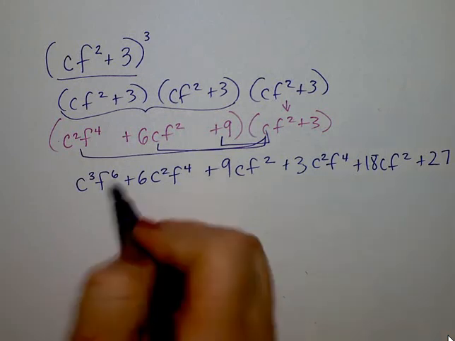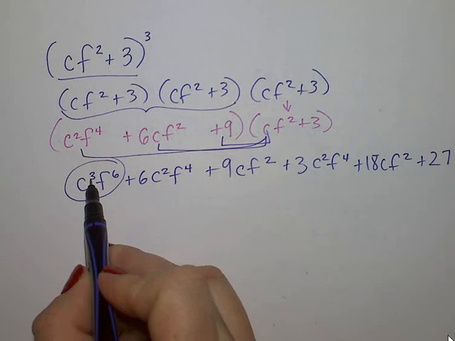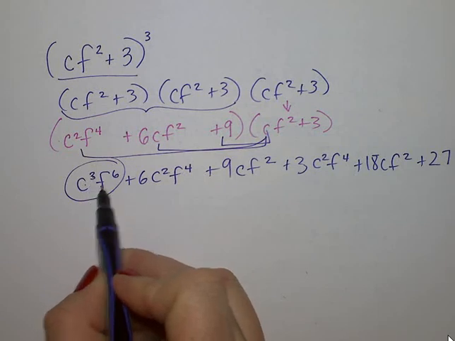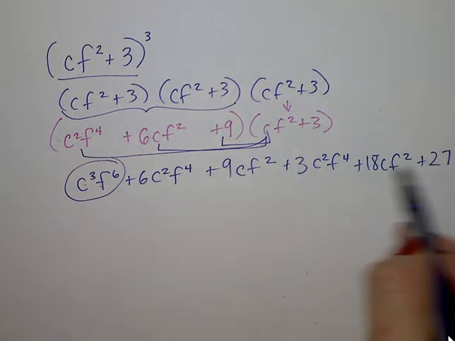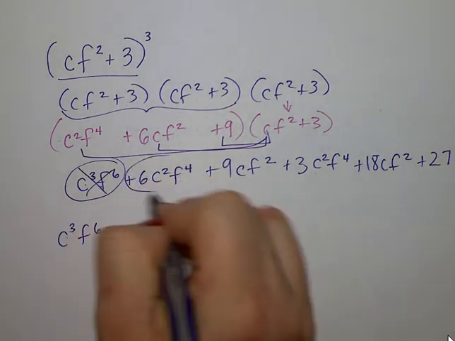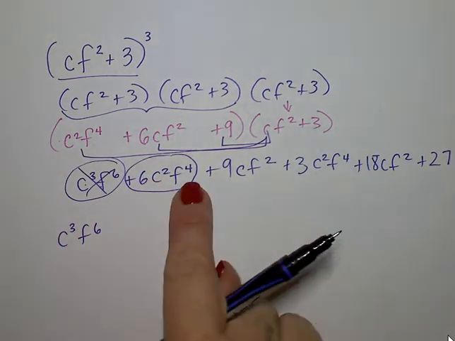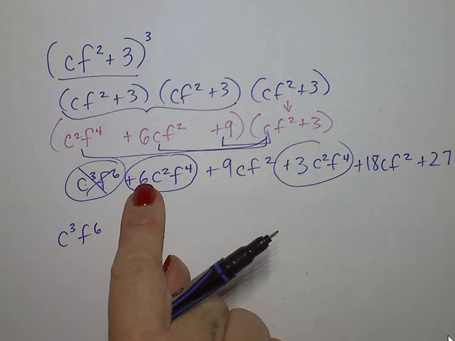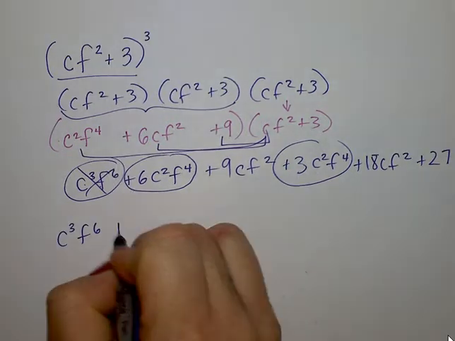Is there any other term that has a c cubed and an f to the 6th? There is no other, so I can't combine anything else with it. Any other terms that have a c squared f to the 4th? Okay? Positive 6 and positive 3. Add them. Now here's the misconception.